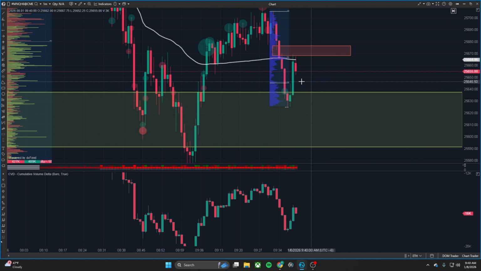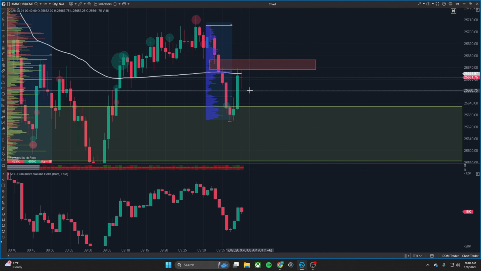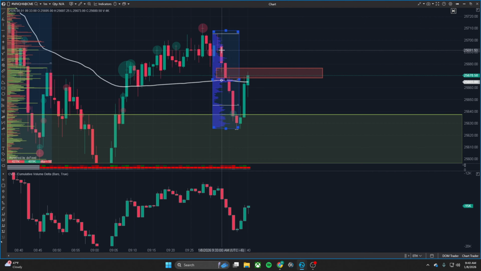We had a lot of power here, but barely pushed through this. We'll see. Another low volume node here.